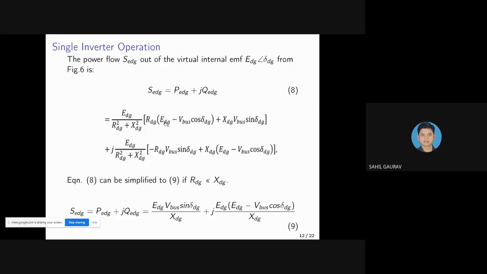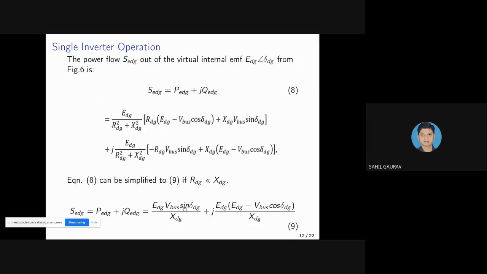Now the power flow equations of the AC DG coming out of the virtual internal EMF E_DG at the angle of delta_DG from figure 6 can be expressed as equation number 8. You can see this is the power flow equation of the previous figure. This is the general expression of the power flow equation, in which both the resistance and reactance of the line have been considered.